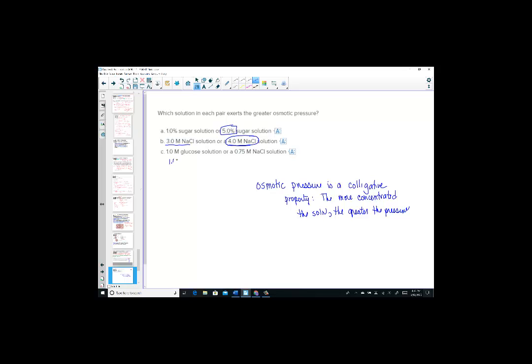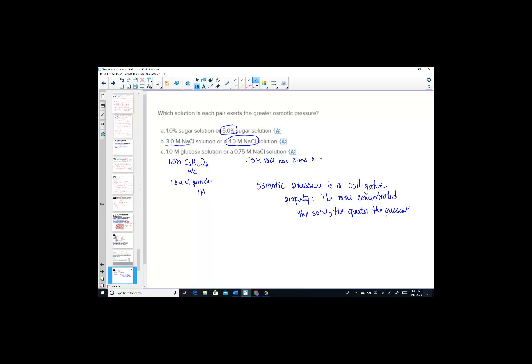This one's a little tricky. 1 molar glucose, which is a molecular compound, so only one particle, or 0.75 molar sodium chloride, which actually contains 2 ions. So you'll have twice the value. In other words, 1 molar glucose would have an effect really of just 1 particle. So you'd end up with 1 molar overall.